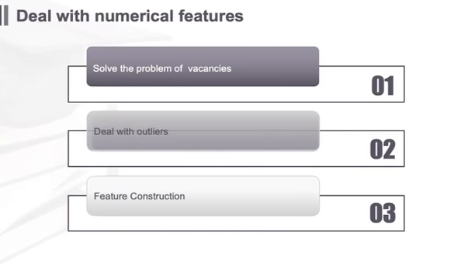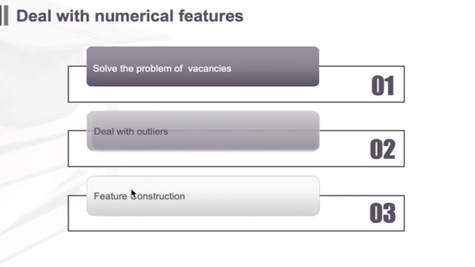The third aspect deals with numerical features. Firstly, we solve the problem of non-values by inserting median values into the vacancies. Secondly, we remove outliers in the dataset to eliminate the noise. Thirdly, we create some new features and remove the old ones in order to better extract information.